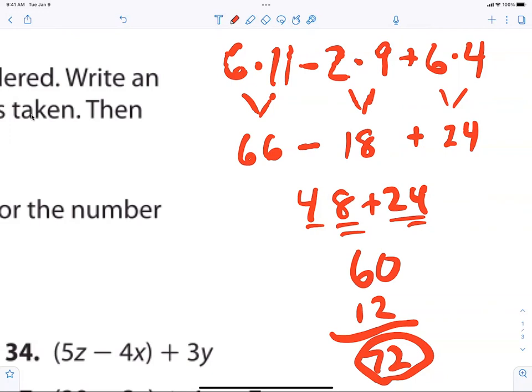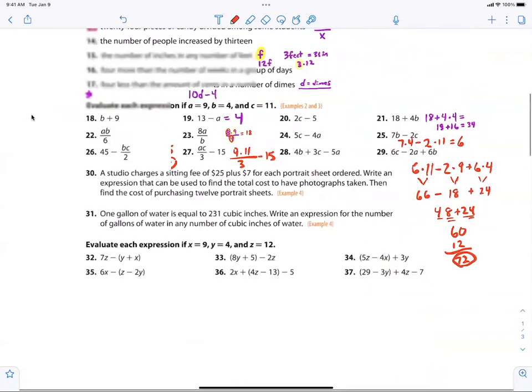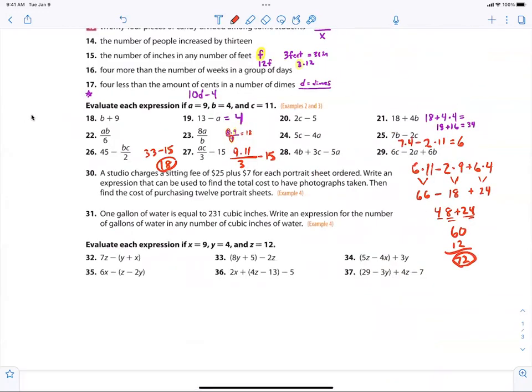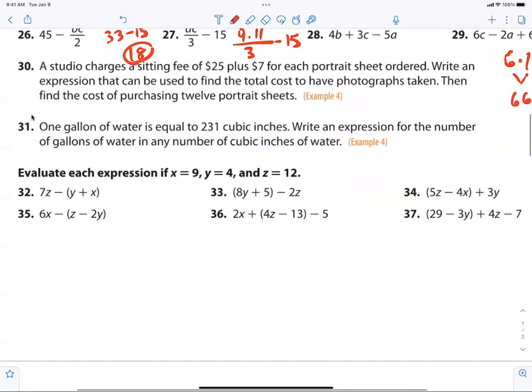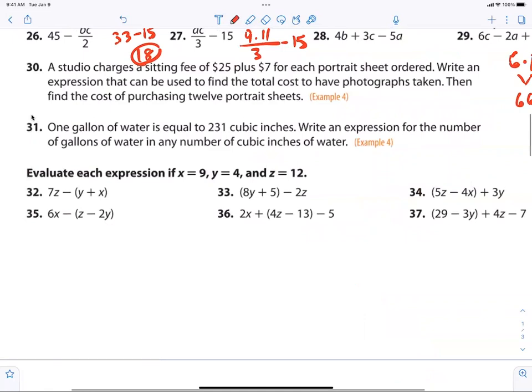Here we go. Perfect. Now, that was 29. Perfect. All right, 31. One down the bottom, 231 cubic inches. Write an expression for the number of gallons of water in any number of cubic inches. So write an expression for the number of gallons.